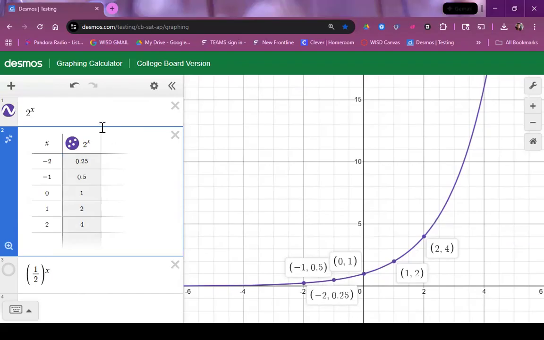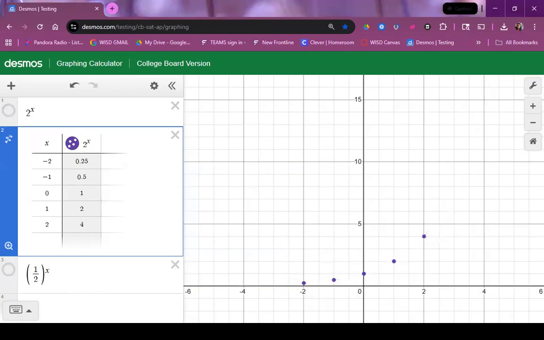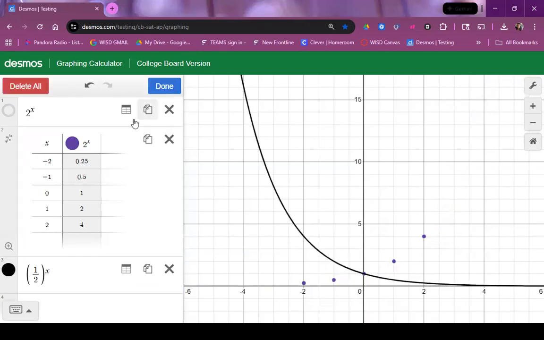Okay, so all I did here was 2 to the negative 2, which is a quarter, right? And then 2 to the negative 1, which is 1/2. 2 to the 0, 2 to the 1, 2 to the 2. Okay, so these are steadily increasing. All right, we're going to turn off purple. I want the points to stay, and we're going to turn on black. Turning on black.